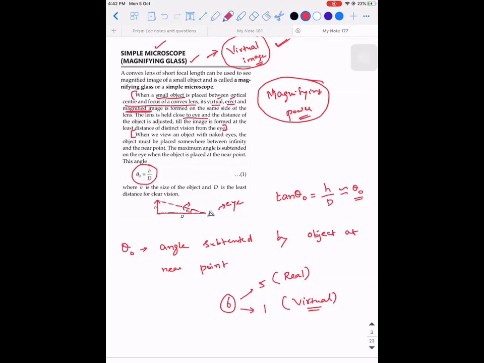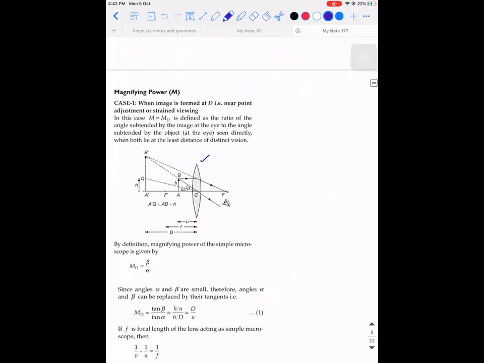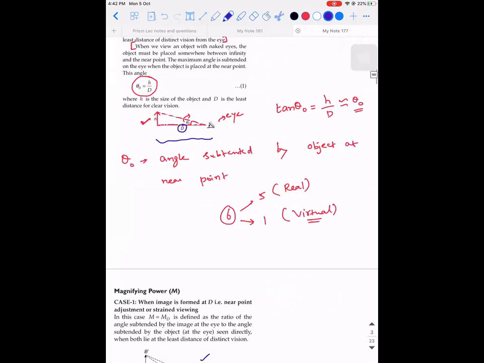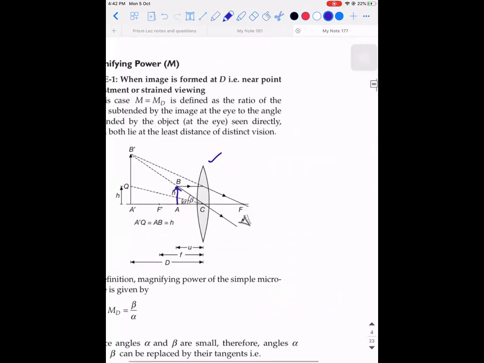So what we did here is, in the first case, without the help of an optical instrument, I'm using blue color. Without the help of an optical instrument, we tried to look at the object such that the image is formed at the least distance of distinct vision. Now we are going to use an optical instrument. We are trying to look at the same object of height H. Here also it is H only. The only thing is the diagram size is different. You're able to understand, guys?